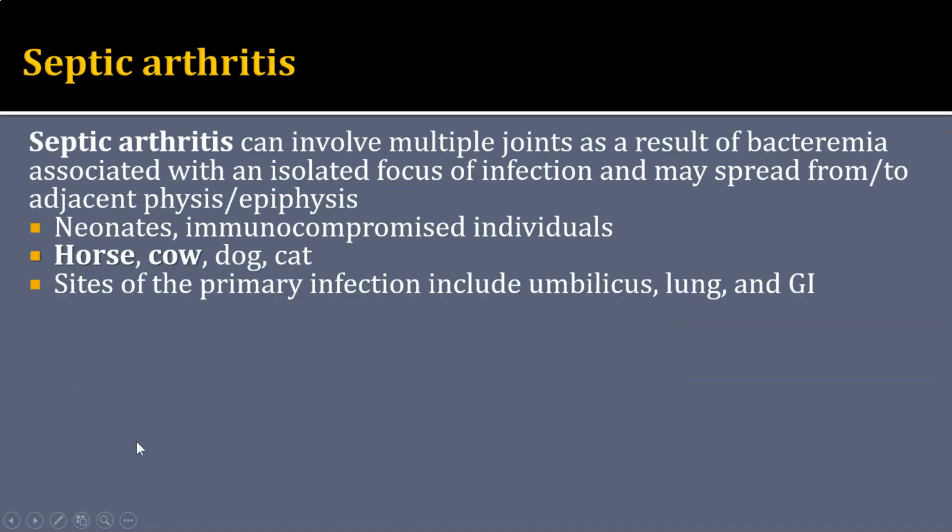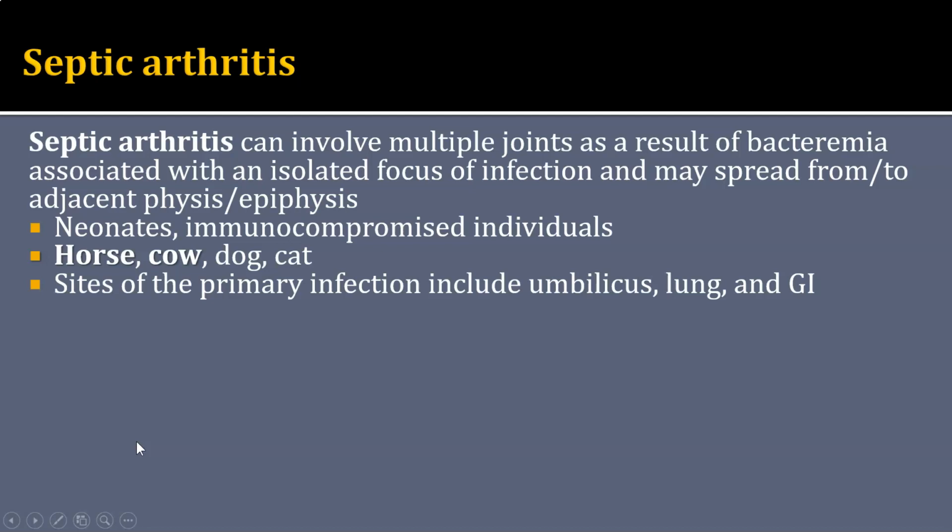That also takes us to a discussion of septic arthritis, because septic arthritis can begin to look like an erosive form of immune-mediated polyarthropathy. Septic arthritis can involve multiple joints as a result of bacteremia that can be associated with an isolated focus of infection, and that infection may be in the umbilicus, in the respiratory tract, or in the GI.